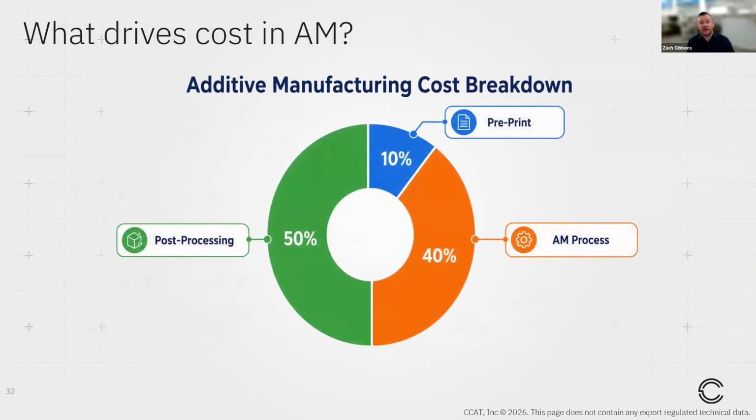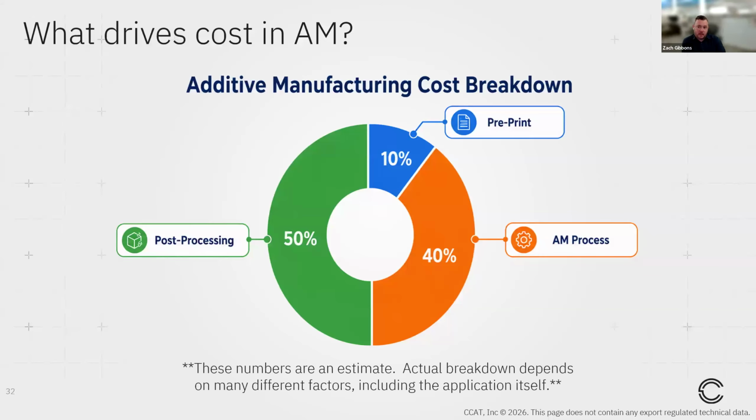So what drives cost in additive? Well, looking at the process itself, the preprint process, and these are just rough numbers, but this is still pretty true today. We have preprint at 10%. That'd be everything to get towards your build file. You have 40% of the cost wrapped up in the additive process itself. That would be anything happening with the printer. And then half the cost of a part is coming from post-processing. That's all the finish work that's happening.